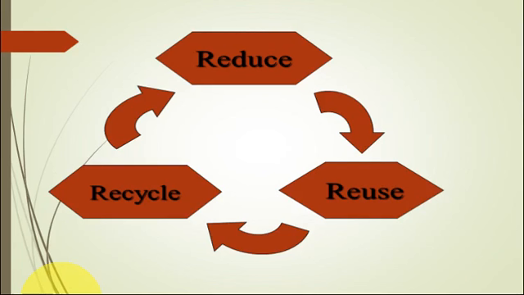We cannot do anything like plants, but we can do one thing. We can reduce usage, we can reuse the material, and we can recycle it. These are the three major R's that everyone should follow to save the environment and to not pollute the environment. That is, reduce, reuse, and recycle.